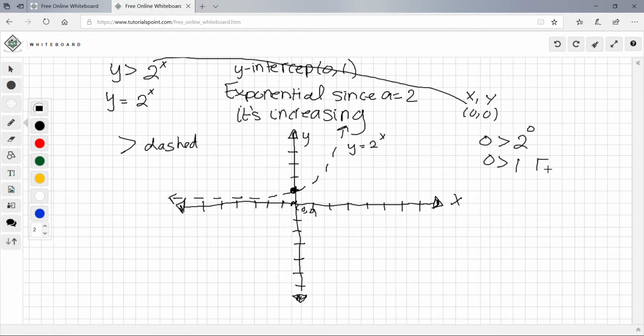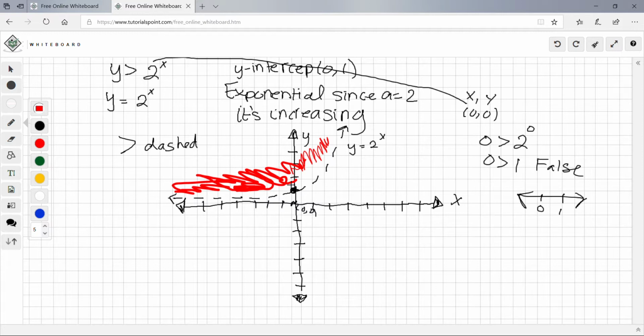I think that is false, right? Because when you graph it on a number line, here's 0 and here's 1. 0 is not greater than 1. That's why it's false. So remember we got that point from here. If it was true, we would shade it in this region, but it's false. So we have to shade it in the opposite region. So I'm going to shade it a different color. So it would be this region, right? This whole entire region.